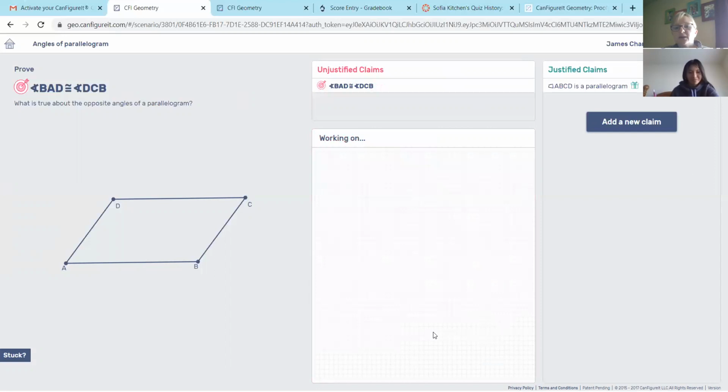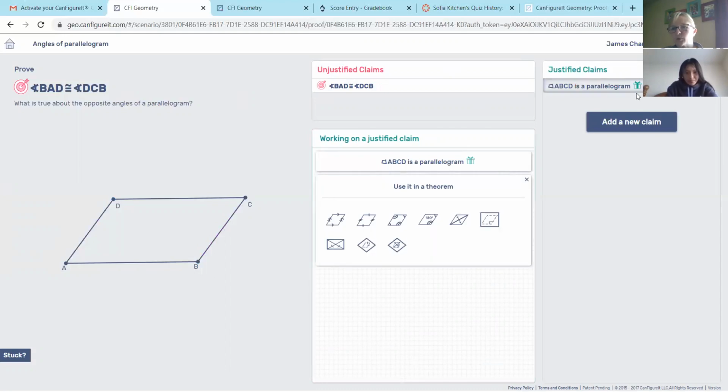Okay. So if I click on something that's already justified, this little gift, it's a present that they gave us, then there's all this information. This is all information that I now know has to be true about this shape. All of these things in here have to be true because they told us it was a parallelogram. So do any of these things look like they would help us prove that?